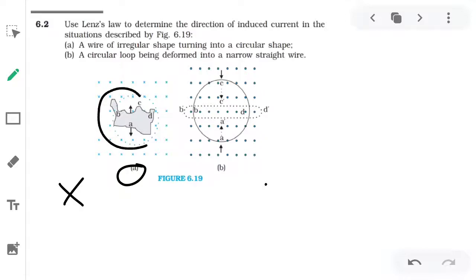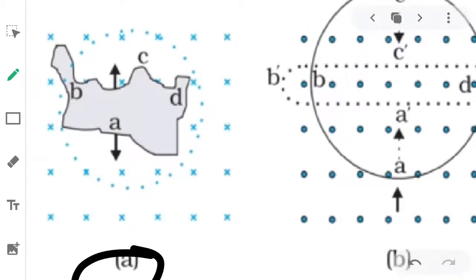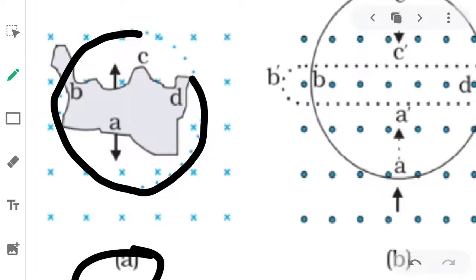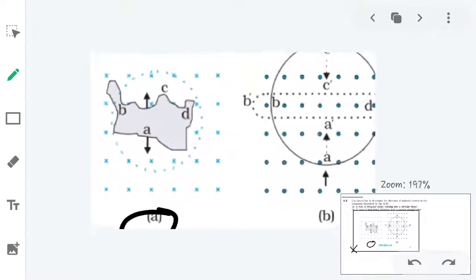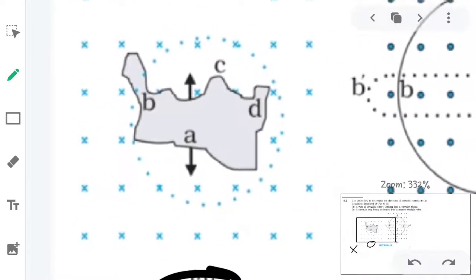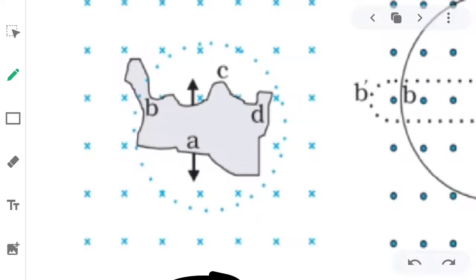Here you can see the arrow. What they are doing is taking the irregular shaped loop to a circular one. You can see it here, it is dotted. So they are changing the irregular shape to the circular shape. Now, you know very well that a circle has the maximum area among all 2D closed figures. So irregular shape to circular means the area is increasing. Area increasing means flux is increasing.